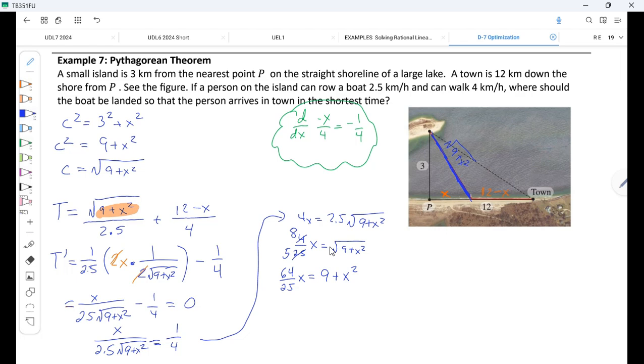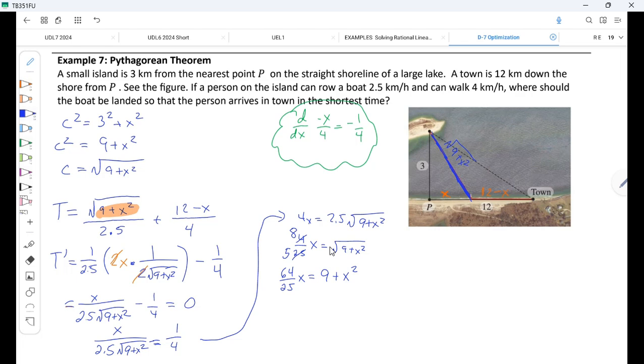Let's see what we get. Is there a better way to write 64/25ths? I just think I multiply it by 4, because we're going to end up going for our calculator at some point. Yeah, 256 over 100.